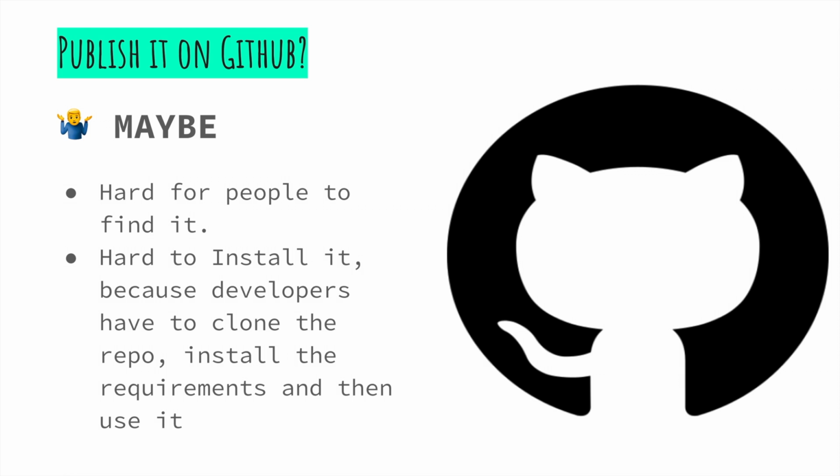Another thing that you can do is publish it on GitHub. That's an okayish idea since it's used a lot, but it's a bit hard for people to find it because there is a lot of code on GitHub. It's hard for people to install it. They have to clone it, they have to install the dependencies, then they have to import it manually, and there is a lot of trouble doing that for a really small package or even a big package too.